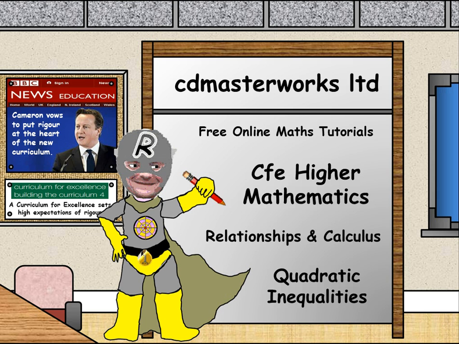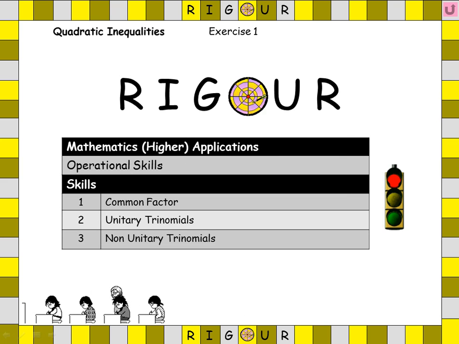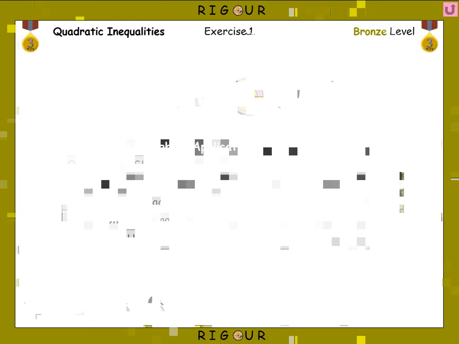So we've got a wee module from the Relationships and Calculus unit today. We're going to be looking at solving quadratic inequalities. We differentiate this skill at 3 different levels as follows. We'll focus on common factor first, then we'll look at unitary trinomials, and then lastly we'll finish with non-unitary trinomials.